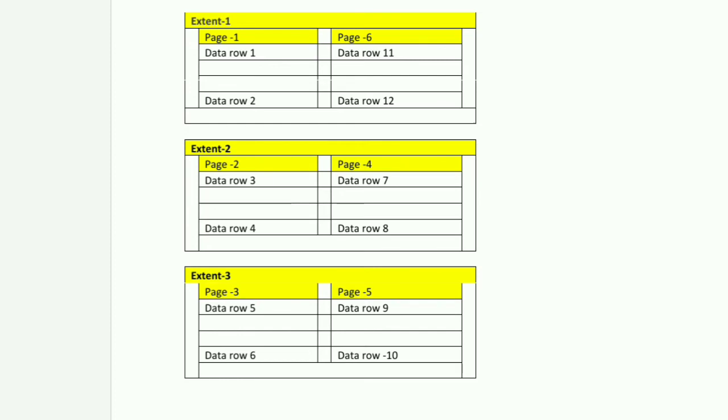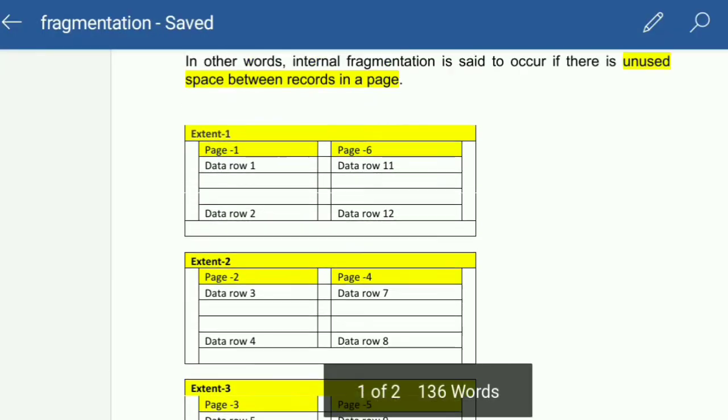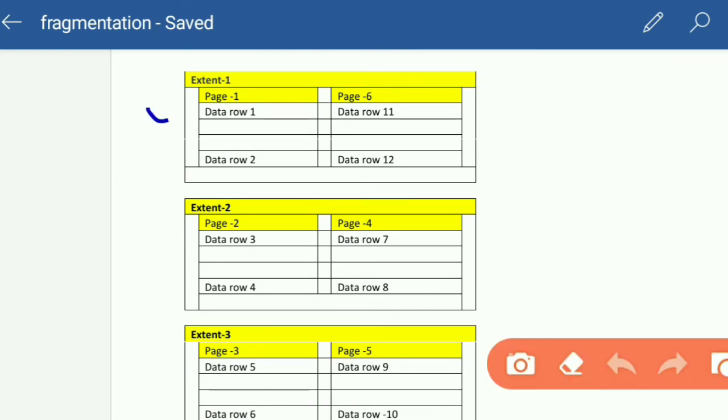As you can see here, in page 1, I'm seeing data row 1 and data row 2 having two dots between them, so this is unused space. In the same way, if you see page 6 also, we have unused space. So all extents having unused space is called internal fragmentation. Inside the page, data is not placed contiguously. If there is a gap between data, then definitely that page has internal fragmentation, right? You got my point.